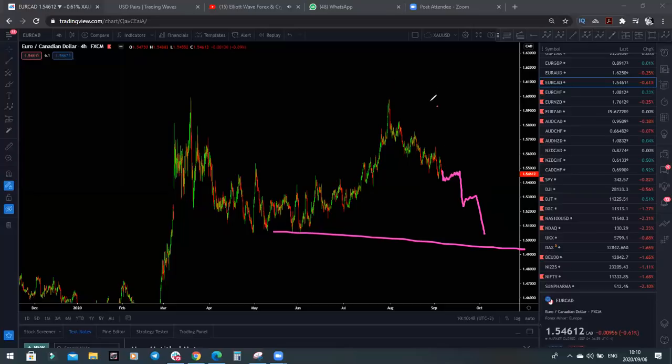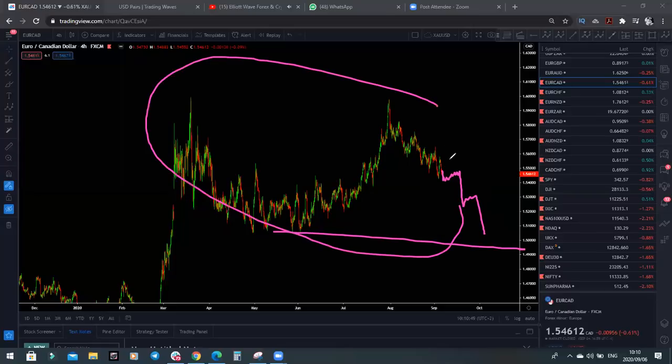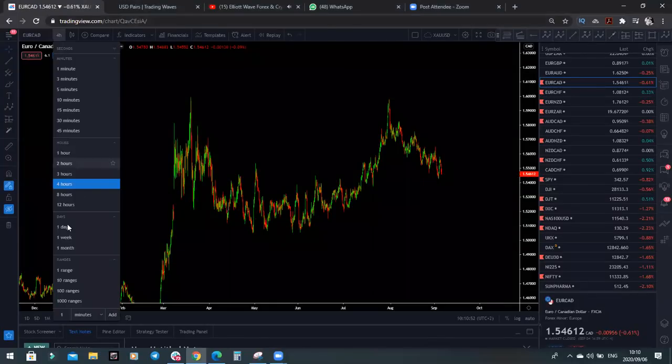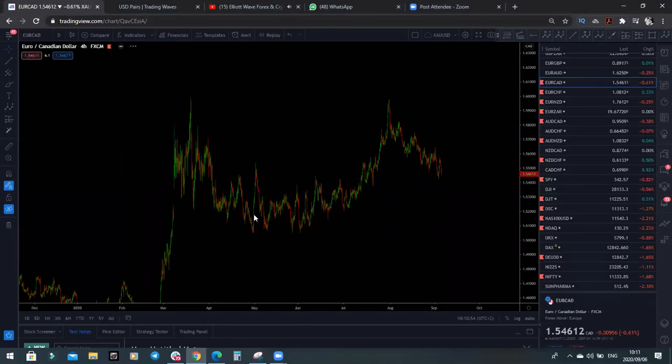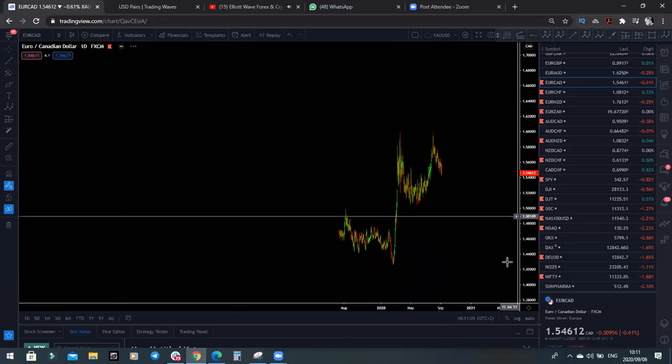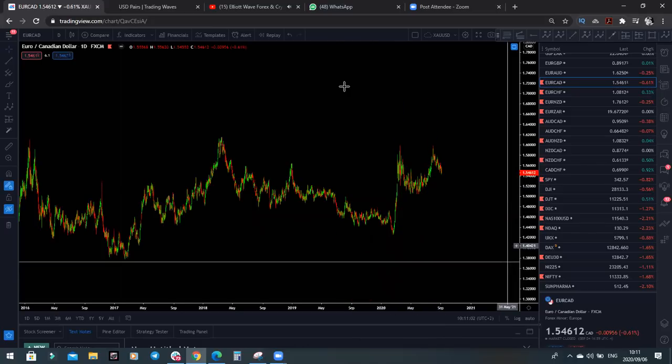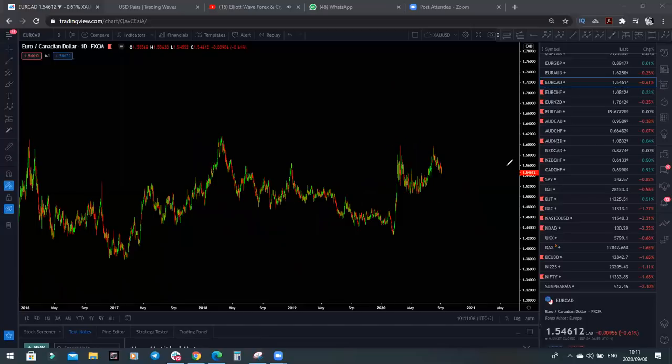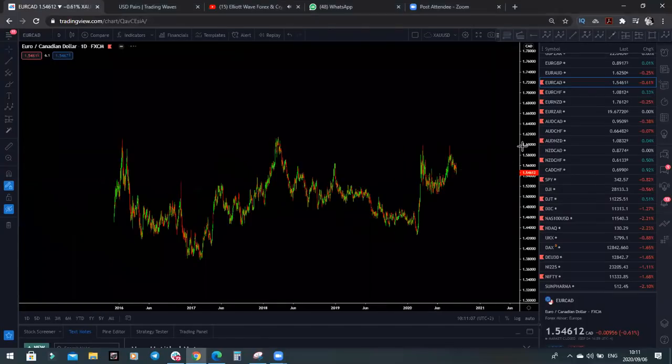So what I've shown you is only this structure. What if you understood the whole structure, the whole chart? You will be able to trade any direction with confidence because you understand where the market is going. So that is EURCAD, and this is EURCAD on the daily. I've only shown you this piece. What if you understood all of this structure?